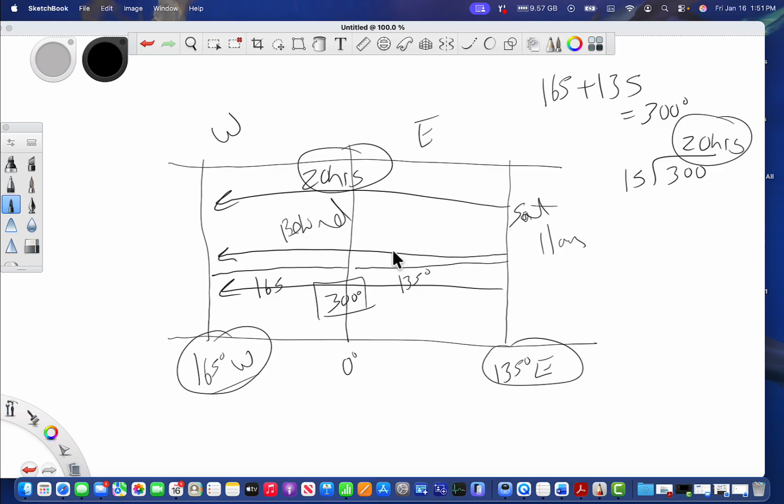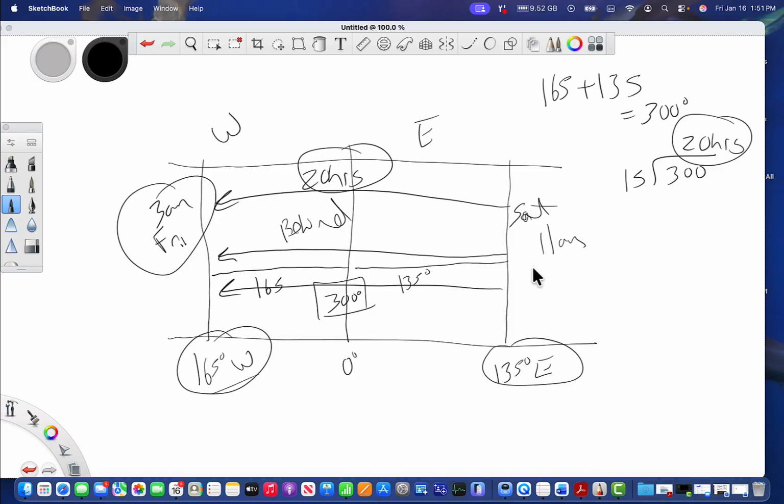135 east. So we can start counting backwards and go, okay, 11, 10, 9, 8, 7, 6, 5, 4, 3, 2, 1, 12, 11, 10, 9, 8, 7, 6, 5, 4, 3 a.m. And we went backwards from Saturday to Friday. So we know that the time is 3 a.m. and the day is Friday. It's 20 hours though. It's just a lot of finger counting.